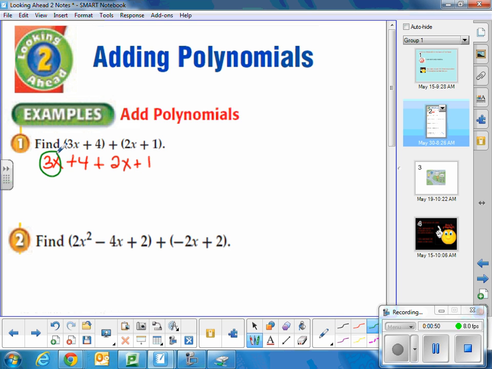So we're going to go ahead and put the 3x and the positive 2x together. 3x plus positive 2x is 5x. And then the positive 4 and the positive 1 will be combined together to be 4 plus 1, which is 5, giving us a final answer of 5x plus 5.